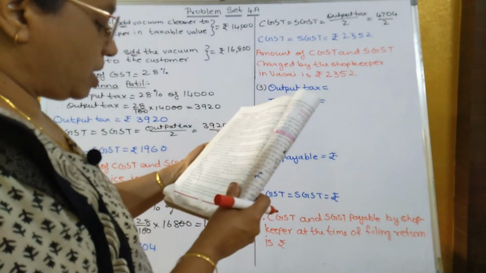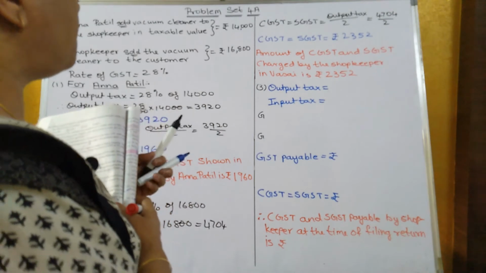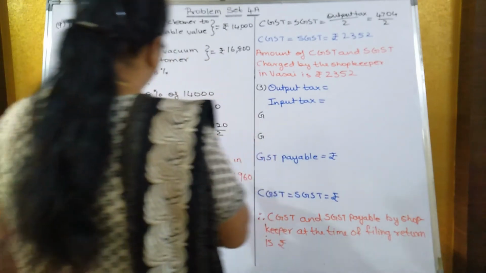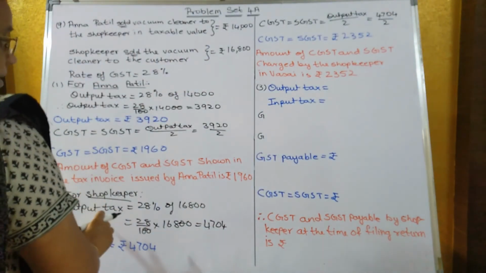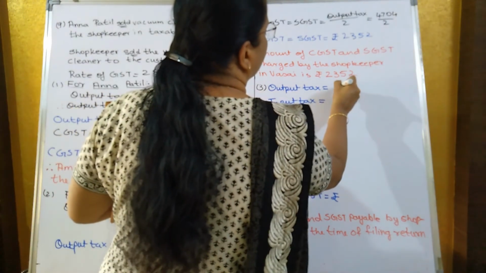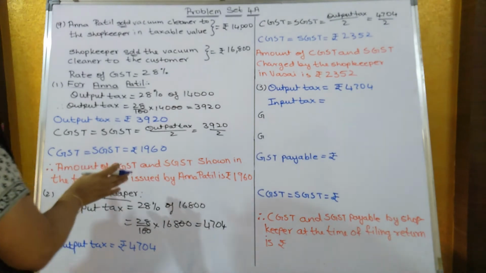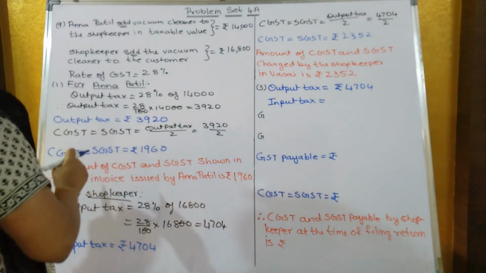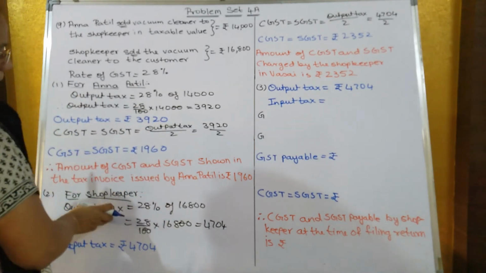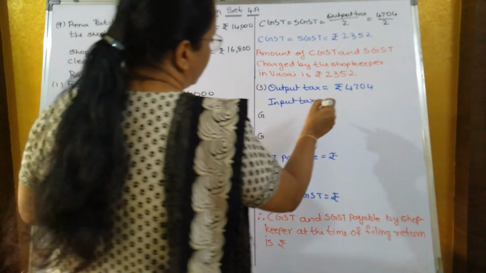So payable, GST payable by the shopkeeper at the time of filing the return. Filing the return means what? When they pay that income tax, what he will file in the return. So output tax is equal to how much? That we had already got. Output tax for the shopkeeper is how much? 4,704. And what is the input tax? Input tax is same. Input tax of the shopkeeper is same like the output tax of the Anna Patil. It means what? जो भी प्राइस में अन्ना पाटिल बेचा था वही प्राइस में शॉपकीपर ने खरीदा था, तो वो हो गया उसका इनपुट टैक्स. तो कितना है वो? 3,920.